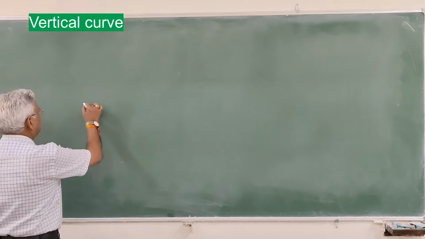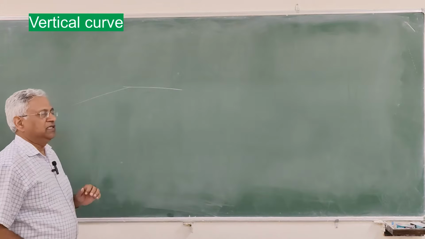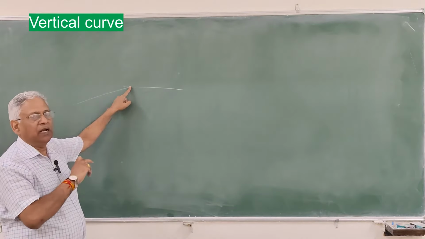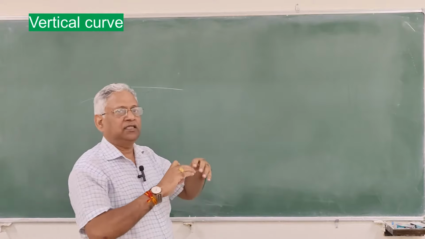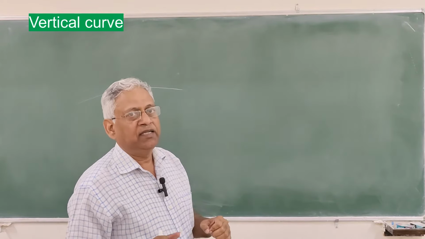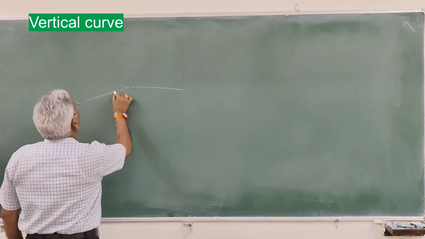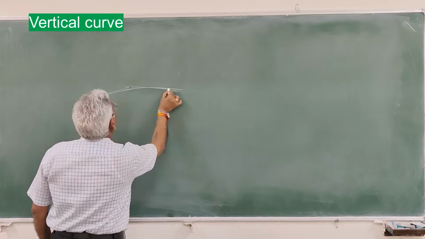When two gradients meet, then a kink is formed here. This is the abrupt change. Now this point is smoothened by providing a vertical curve in the vertical plane. This is different from the horizontal curve. This is in vertical plane.